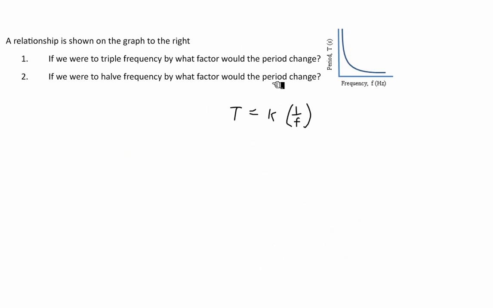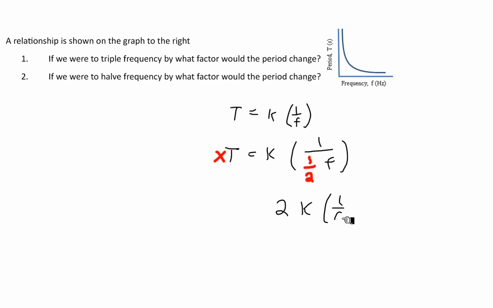So if we were to half the frequency, same setup, by what factor would the period have to change? Well, think about what you're doing to this right side. You're dividing by 1/2. If you were to rearrange this, 1 divided by 1/2 is the same as 2. So you realize that that x in front of t, or that factor in front of t, has to also be a 2.